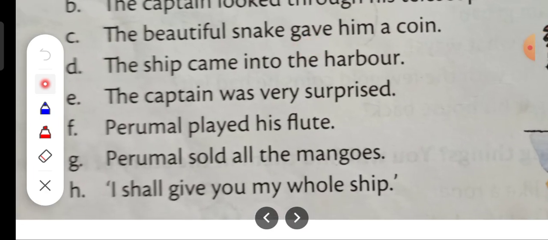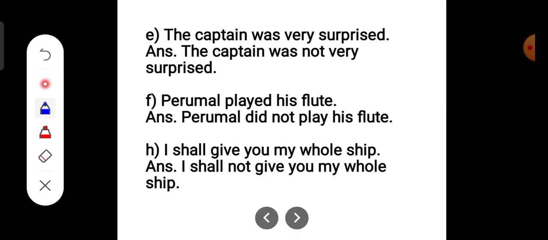So F, Perumal played his flute. Perumal did not. Why did not? Because it is played now over here. So we will make it to present tense. Perumal did not play his flute. Then H is I shall give you my whole ship. I shall not give you my whole ship. Okay. Then what else? These are the answers.